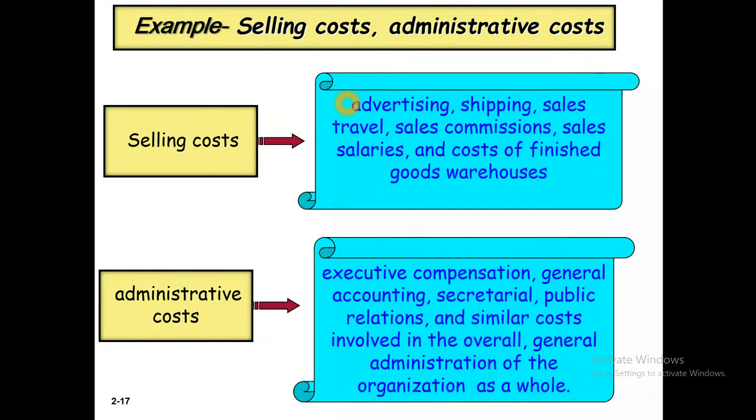We can set up examples now. This is our selling cost example: advertising, shipping, sales travel, sales commission, sales salaries, cost of finished goods warehouse, etc. Our administrative cost examples: executive compensation, general accounting, secretarial, public relations, similar costs involved in the overall and general administration of the organization as a whole.